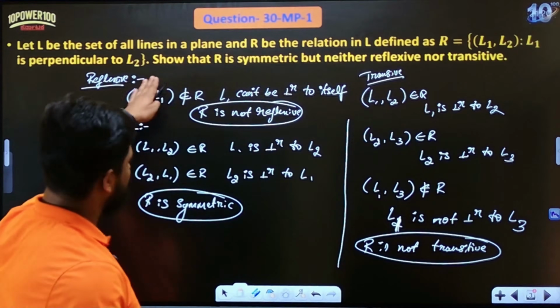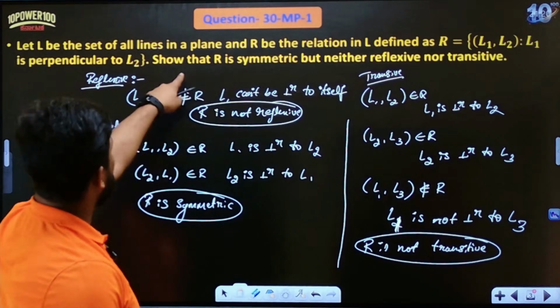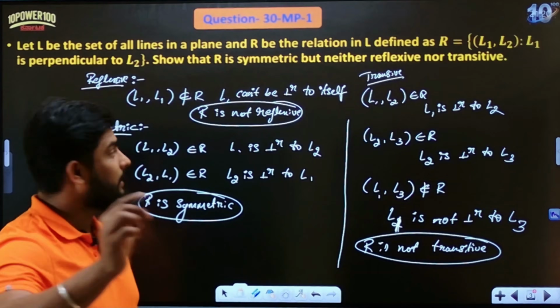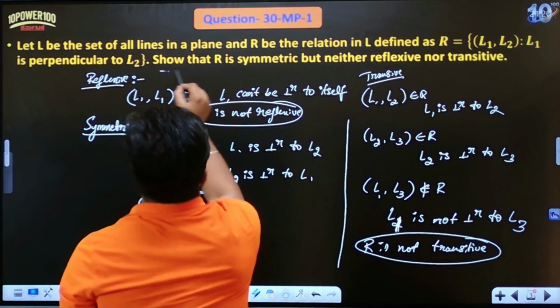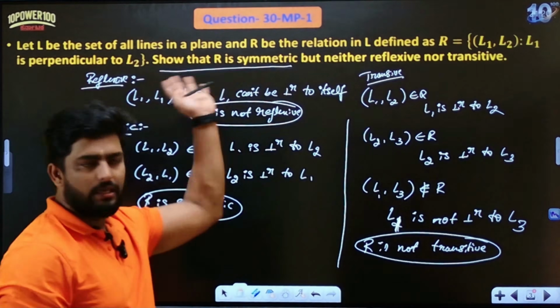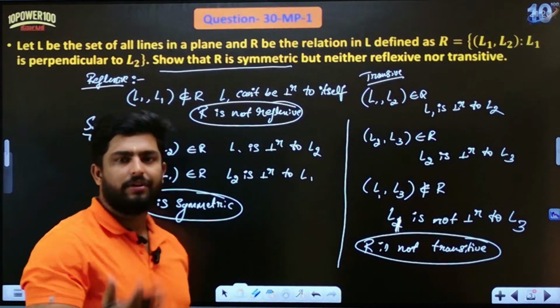And last, hence R is symmetric but neither reflexive nor transitive. So in the case of show that, it is easy, but you have to give proper evidence for that. Since the question is show that, it's simple, so easily you can prove it.